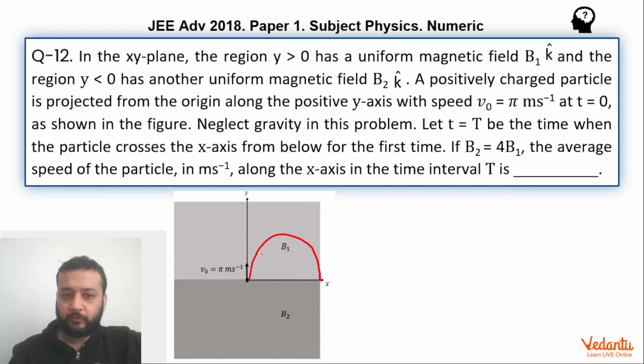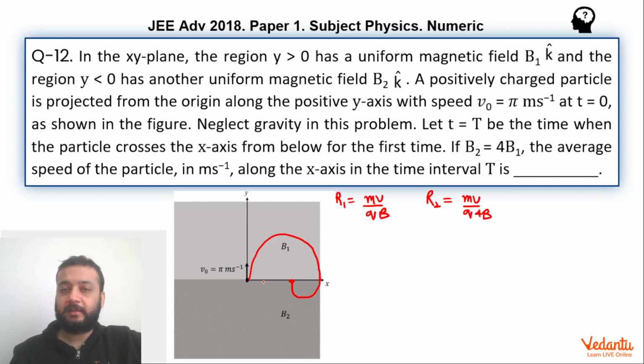If you find the radius of the circle in the top half, r1 can be written as mv by qB. Similarly, r2 can be written as mv by q into 4B, because B2 is given as 4 times B1. So it's very easy to see that the radius in the bottom half will be 1 by 4th of the radius in the top half. Hence, it will follow this kind of trajectory where this radius will be 1 by 4th of the top radius. Right.